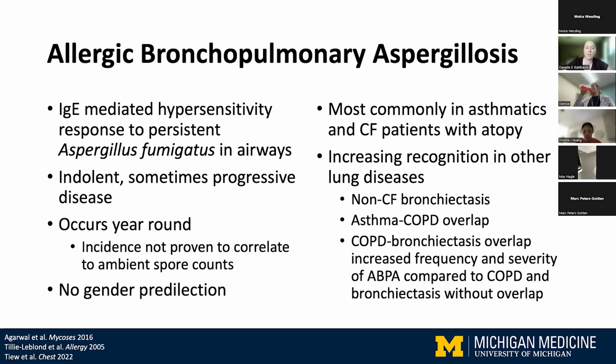That said, there's been increasing recognition that this can happen in other lung diseases, even though the diagnostic criteria, which we'll get into, haven't really caught up with this. So you can get it in non-cystic fibrosis bronchiectasis, patients with asthma and COPD overlap. There also was a study that looked at patients that had both COPD and bronchiectasis overlap and found that there was increased frequency and severity of ABPA compared to those that just had COPD or bronchiectasis.